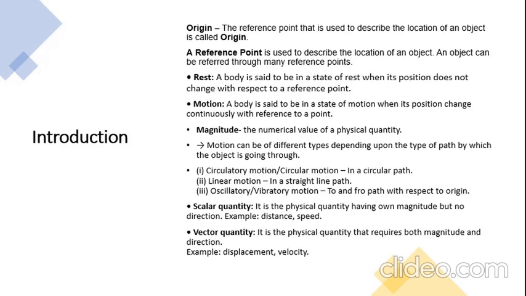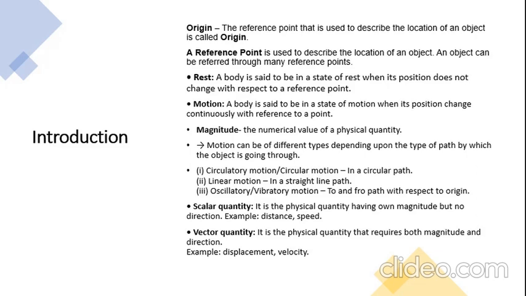And the next definition, scalar quantity. It is a physical quantity having its own magnitude but no direction. Example I have given here, distance and speed. So it is a physical quantity having only magnitude, no direction. For example, distance. So take distance as 2 km. So you are mentioning only the numerical value, not the direction. So it is called scalar quantity.